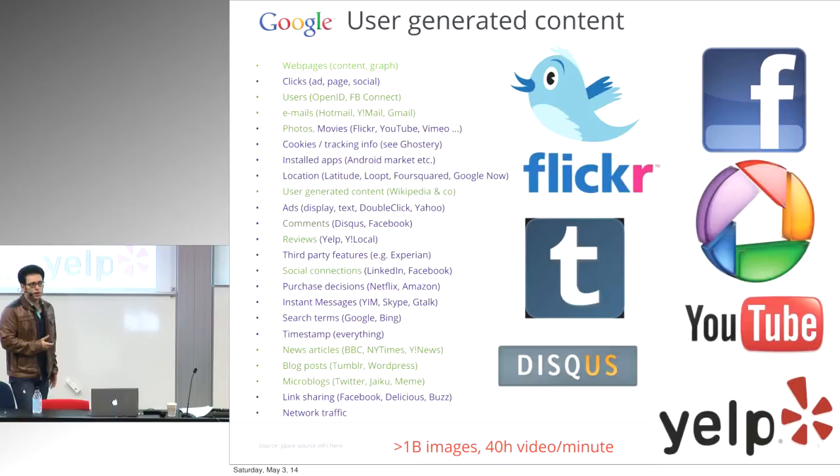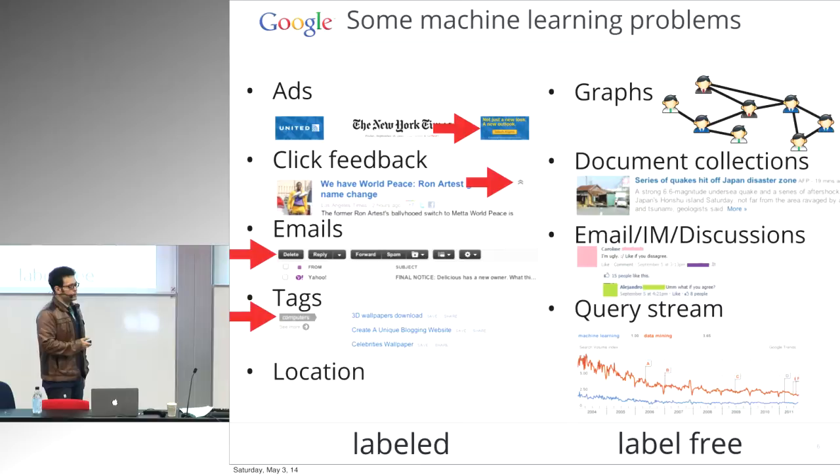And some of the machine learning problems that arise when we deal with this data, we can put them in two sides. One of them is supervised and one of them is unsupervised. An example of some of the supervised problems that we deal with in industry is ads, for example. We call it click prediction, meaning that if I know the history of the user, and I have an ad, I want to predict if I show this ad to the user, whether the user will click or not.